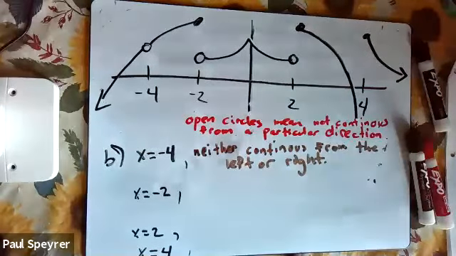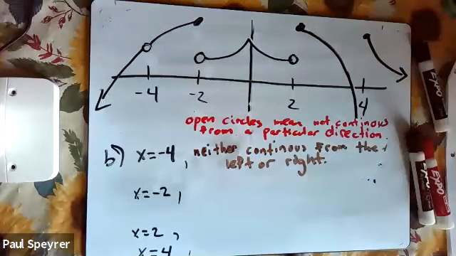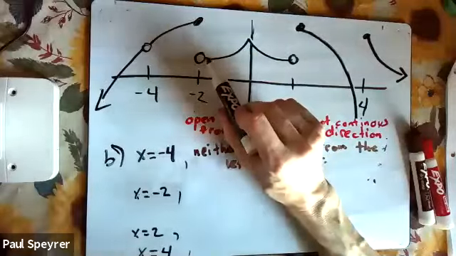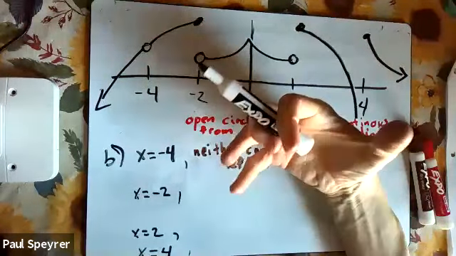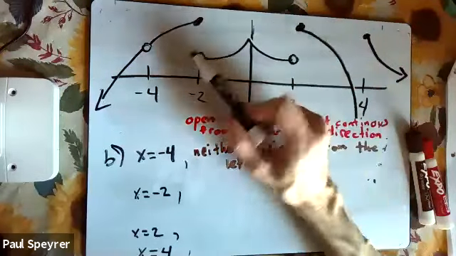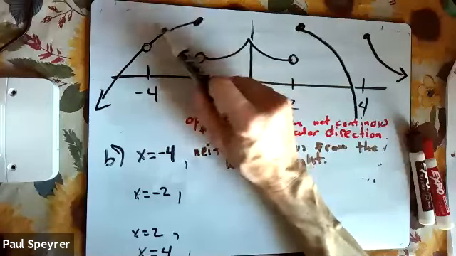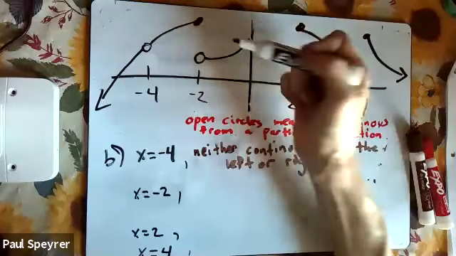Now at x equals -2, again, it's solid and closed. Solid circles means that it's continuous from that direction. Open means it's not. So if we approach -2 from the right, y'all see what's happening? We're running into a solid circle. That means we are continuous.